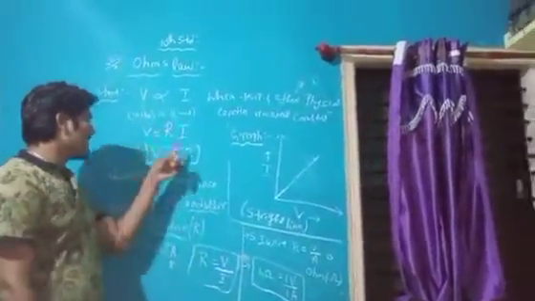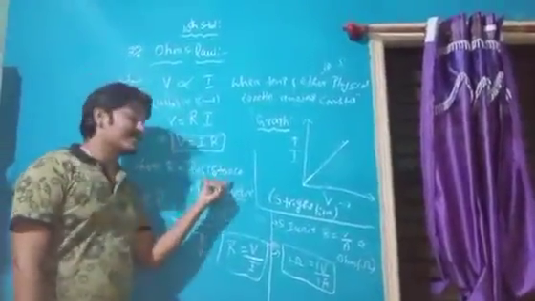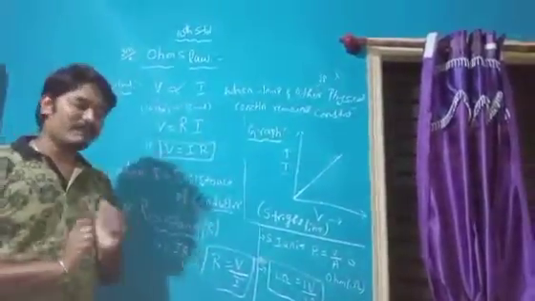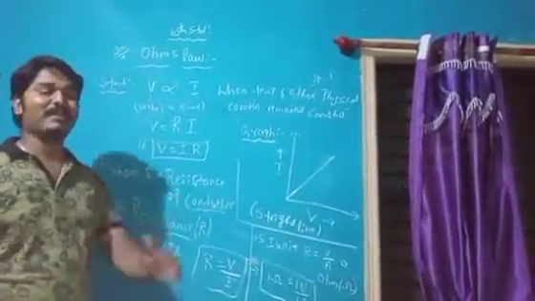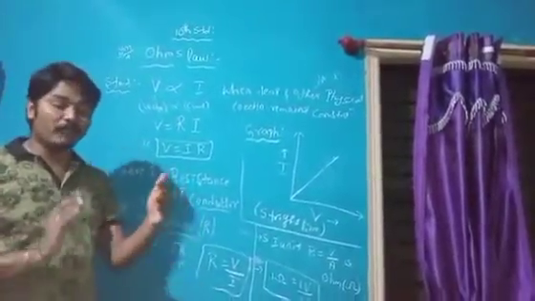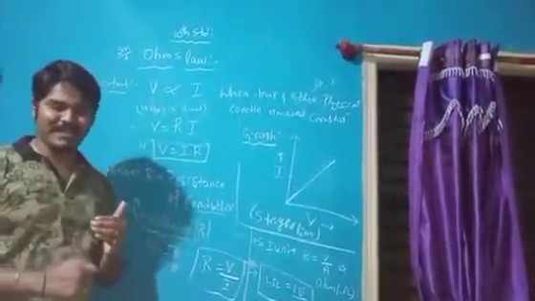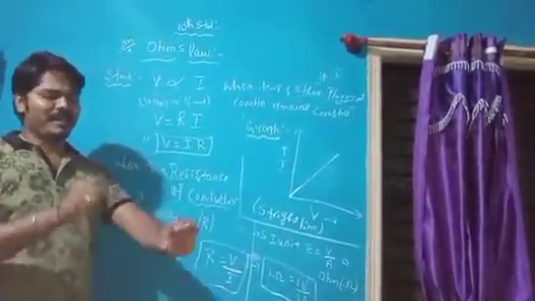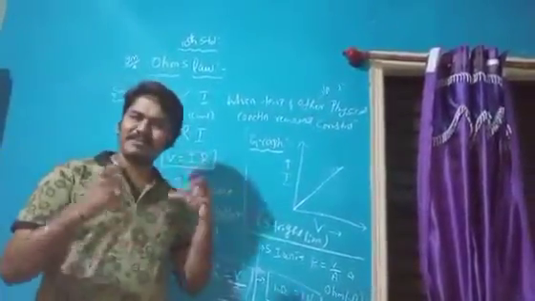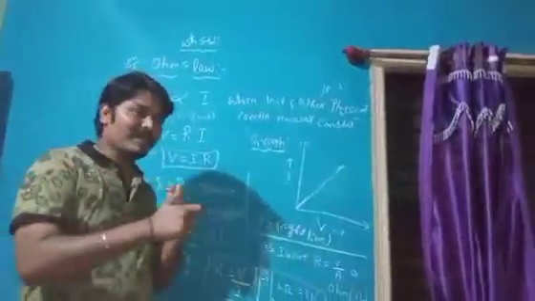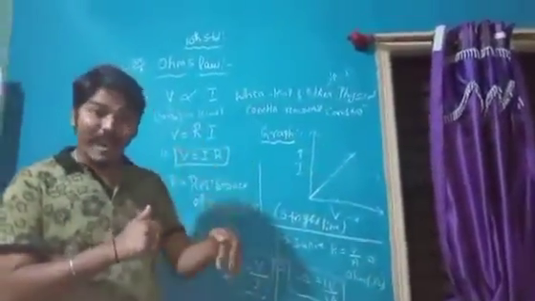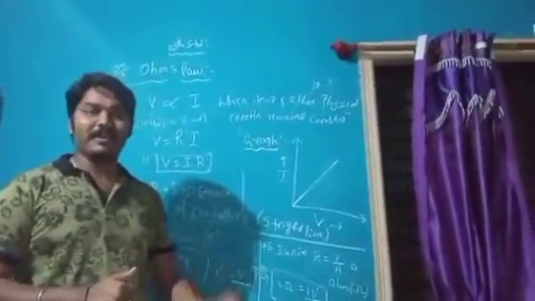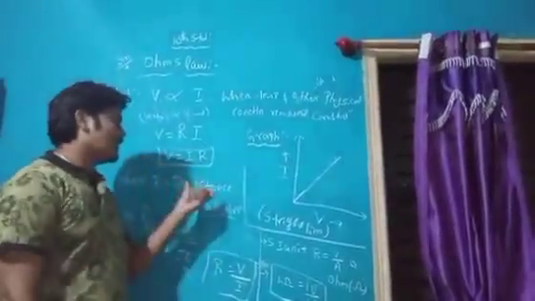Now come to this R. What is this R? This R is nothing but the resistance of a conductor. Simply, the resistance of a conductor is a constant value. It is the opposition offered by the material to the flow of current in a wire or a conductor. If you consider a wire, a current is flowing, and to that flow of current there is opposition created by the wire. That opposition is nothing but resistance.